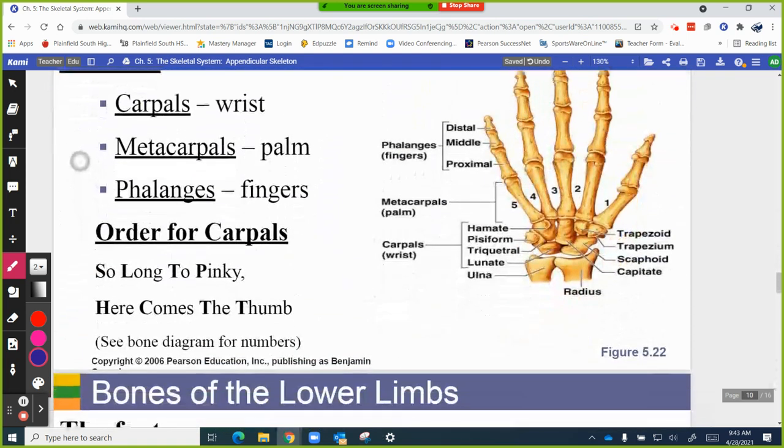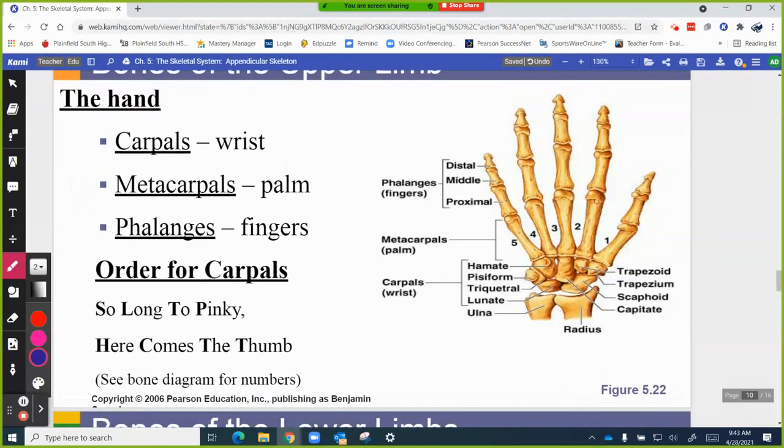Bones of the hand. All right, so there's a lot of bones in here. I'm going to highlight the ones you specifically need. The bones of the hand come in three sections. You get what are called the carpals, metacarpals, and then the phalanges. The carpals are these bones right through here. Those are the ones that make up the wrist.